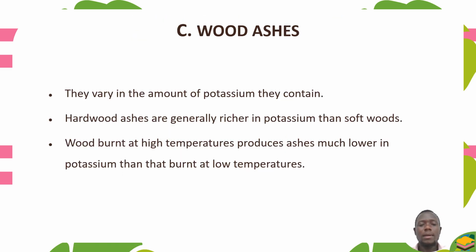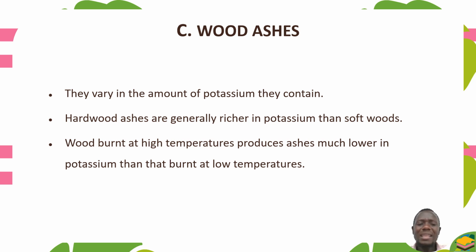Another, the last example, is wood ashes. Wood ashes is also an example of potassic fertilizers. They vary in the amount of potassium they contain. Hardwood ashes are generally richer in potassium than softwood ashes. You know, some woods are hard, others are soft. Hardwood generally has higher potassium as compared to softwood.